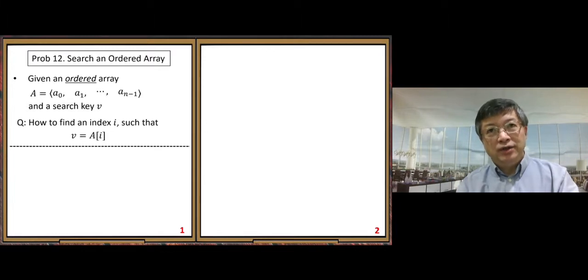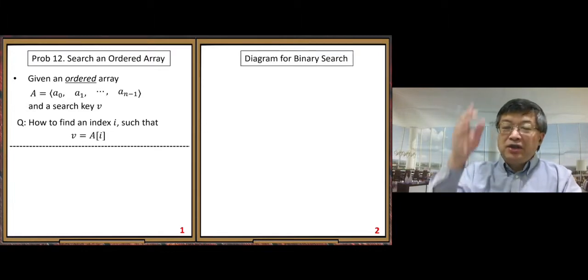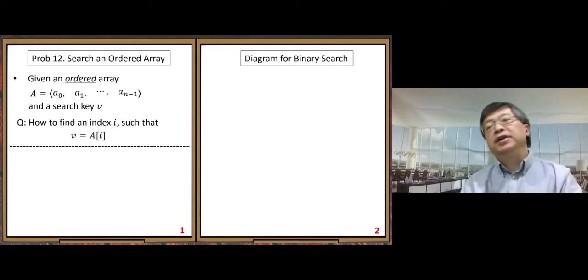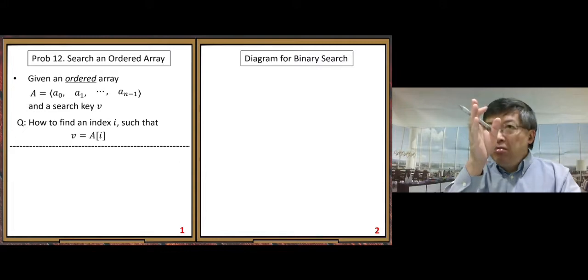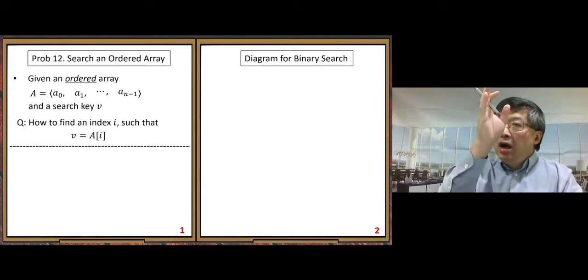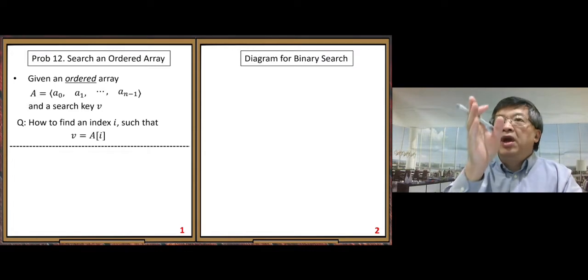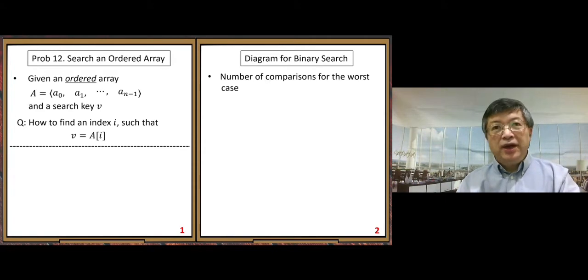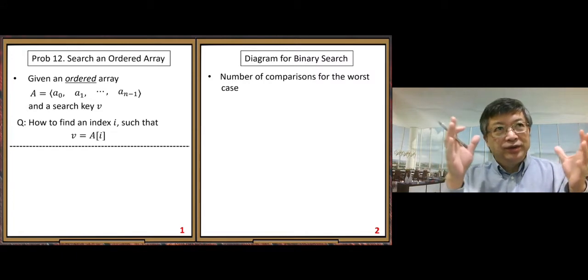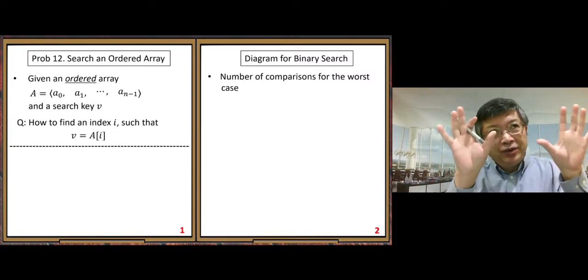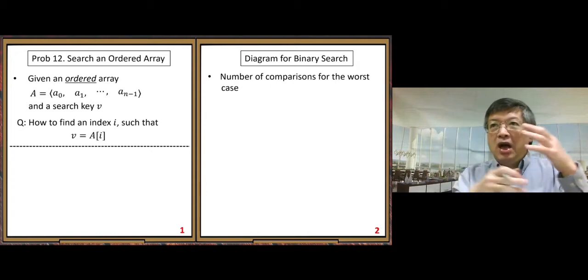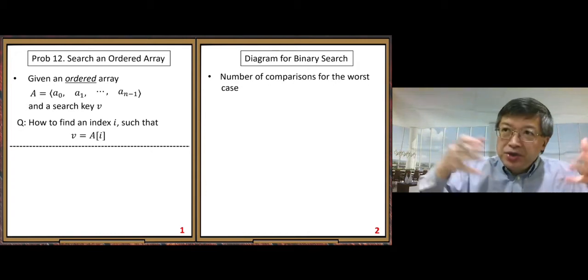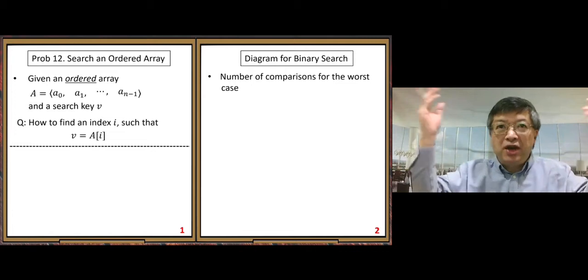All right, so for the binary search question, let us use a diagram to understand elimination. How much data can we eliminate at each step? All right, here I want to do a chart to show you step by step how we reduce the problem size.